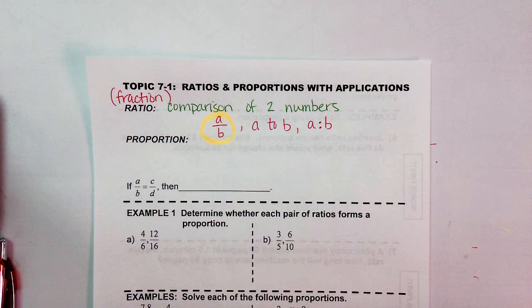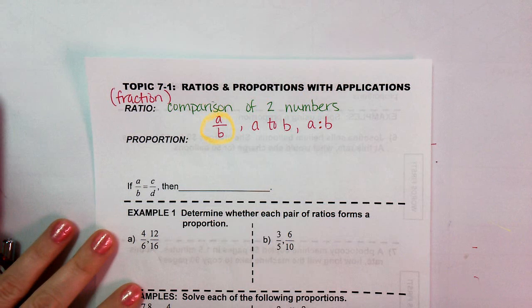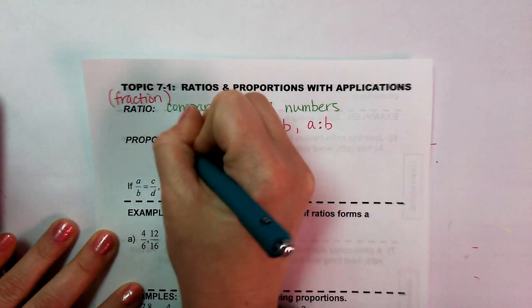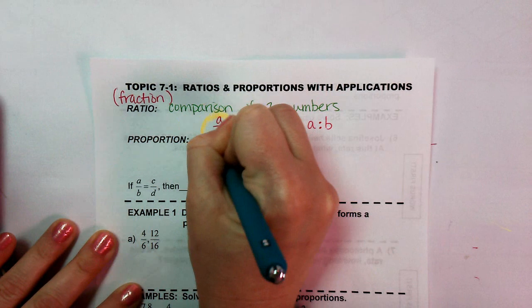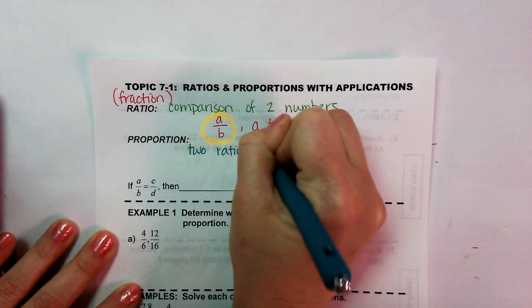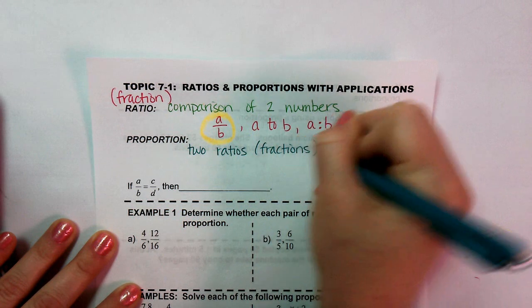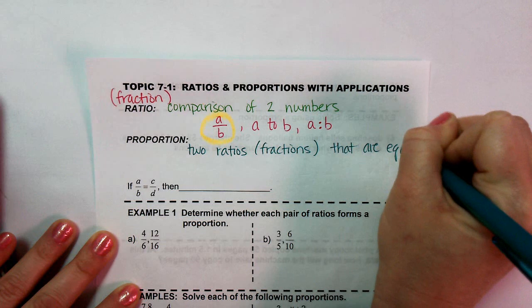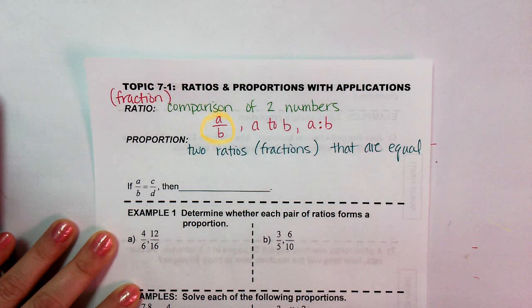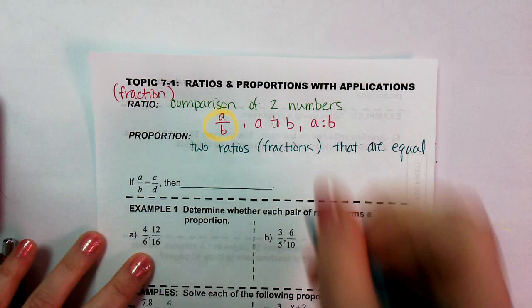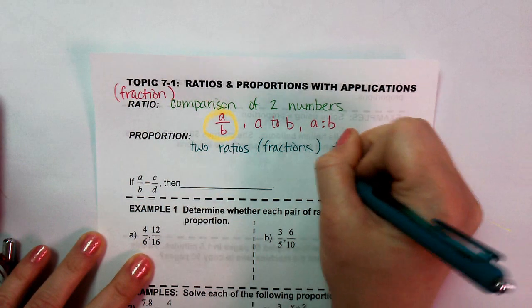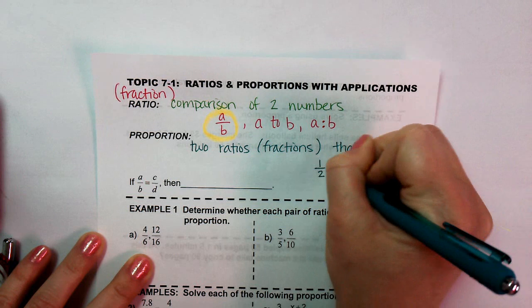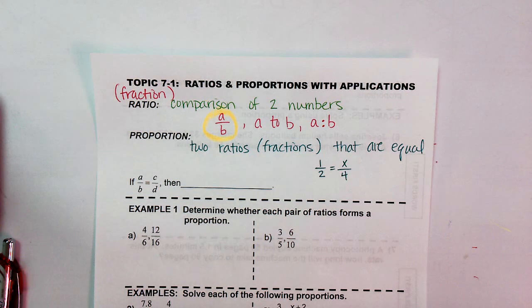All right, anybody remember what a proportion is? No? A proportion is just two fractions, right? So two ratios or fractions that are equal. Two fractions that are equal. So for instance, if I had 1 over 2 equals x over 4, that is a proportion. Y'all remember how to do proportions?